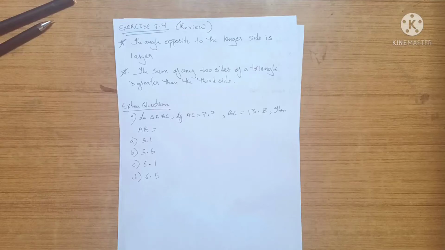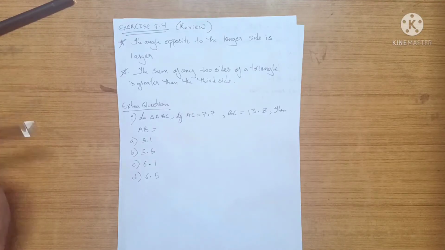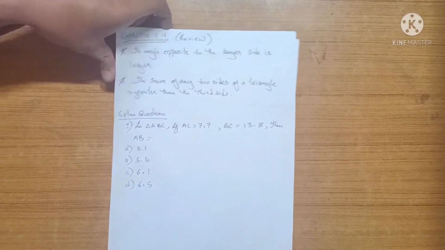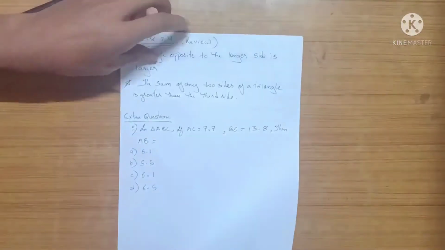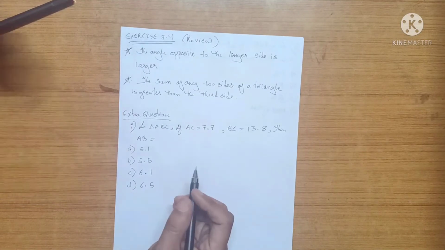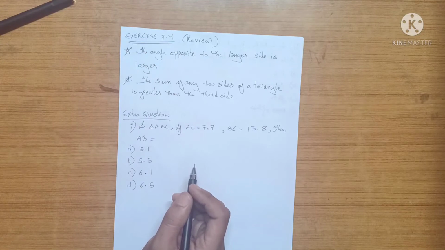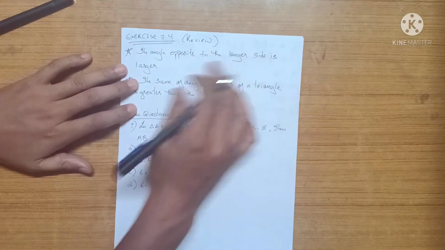Okay, let's do the last exercise revision. After this, we're going directly to chapter 4. The angles opposite to the longer side. Okay, so let's revise the theorem.